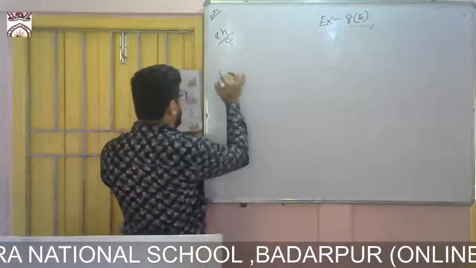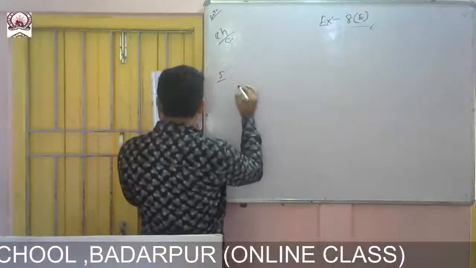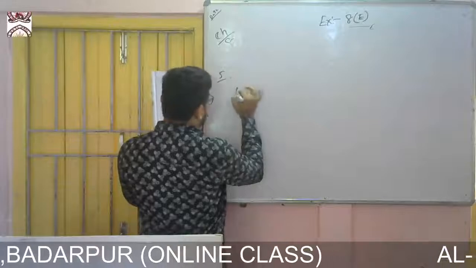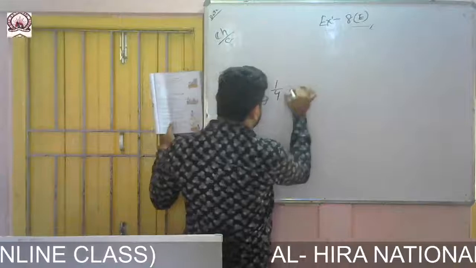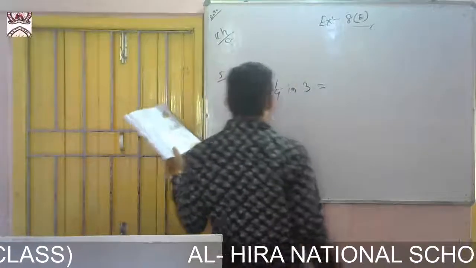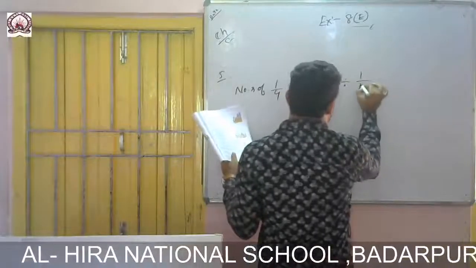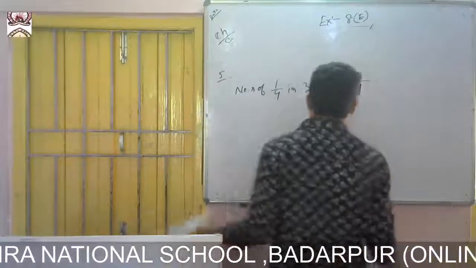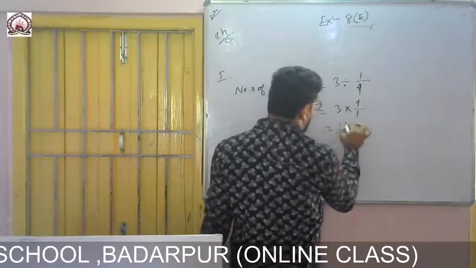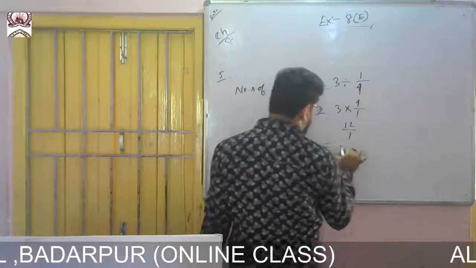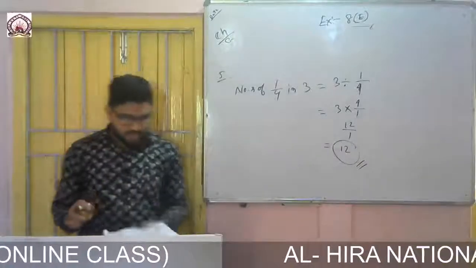So question number 5. Number of 1/4 in 3 equals to what? 3 divided by 1 by 4. So it will be 3 into 4 by 1. It is 12 by 1. 12 by 1 means it is 12. 12 is the result. 12 is the answer. Okay, so question number 5 is finished.